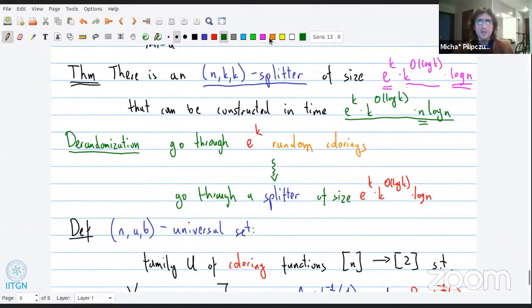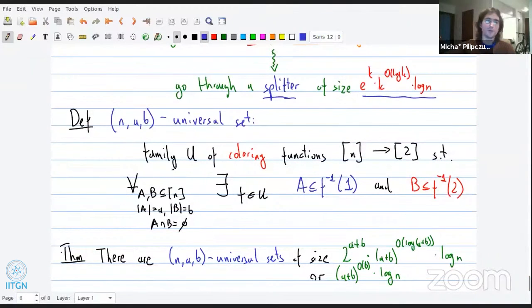In the randomized way, when we were discussing it before, we were sampling random colorings of the vertex set of the graph, and we were going through e power k of them, right? Now instead of doing this, we construct a splitter of this size, and we are going through all possible functions in the splitter. And now the property of the splitter tells us that if there is a k-path in one of the elements of the splitter, it will be colored properly.